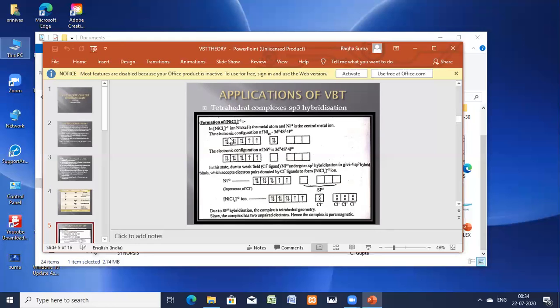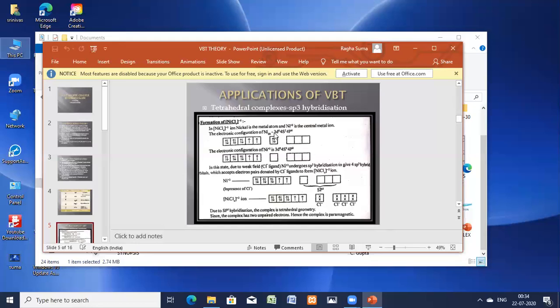Now we'll see the electronic configuration of nickel. Nickel has atomic number 28. It will have the argon configuration, then 3d8, 4s2, 4p0. So what is the argon configuration?